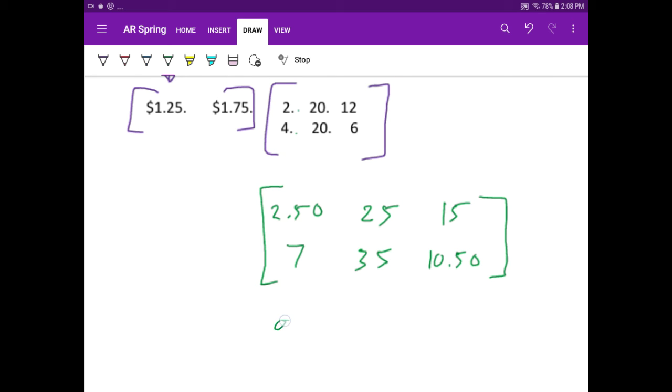So $9.50 when you add these. I don't know if this is supposed to be on here. I'm going to take this off. No, actually I'm not. Wow, not what I meant to do. Whatever. 25 plus 35, that's 60. And then 25.50.